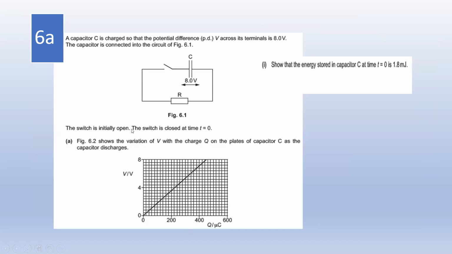The capacitor is charged so that the potential difference V across the terminal is 8 volt. The capacitor is connected into the circuit of figure 6.1. Initially it is charged to 8 volt. The switch is initially open. The switch is closed at time t equals 0. Figure 6.2 shows a variation in V with the charge Q on the plate of the capacitor as the capacitor discharges.